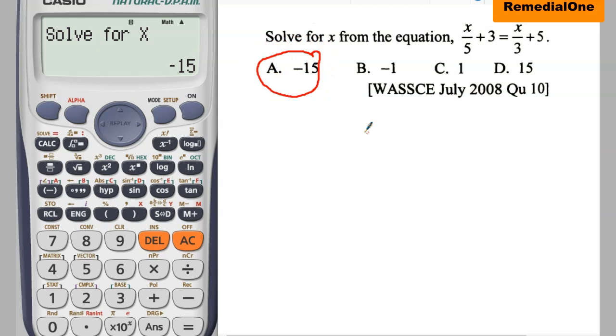As you go to the exams, you want to be quick, you can use your calculator, you solve it, so that you are able to solve all your questions and then come back and recheck it so that your A will be assured. Let's move on to the next question.